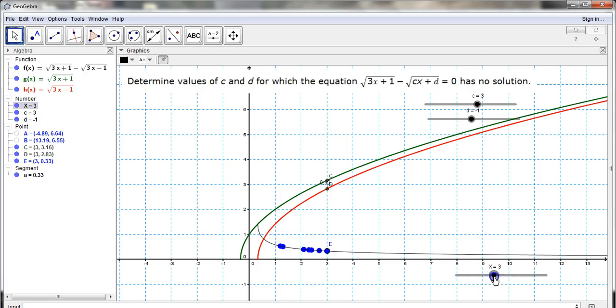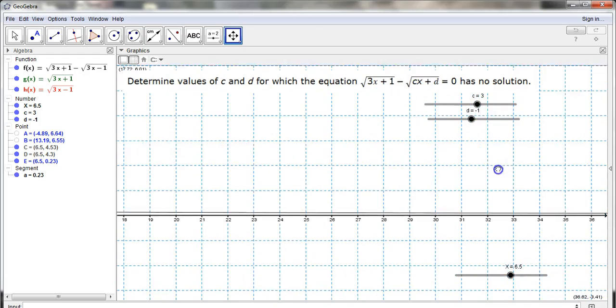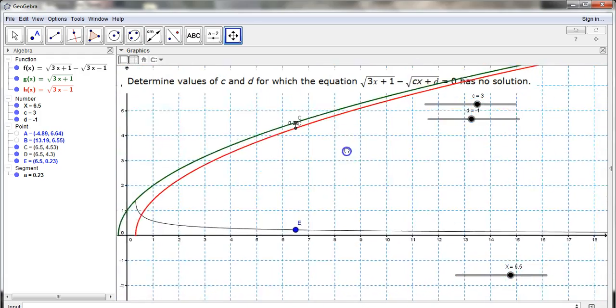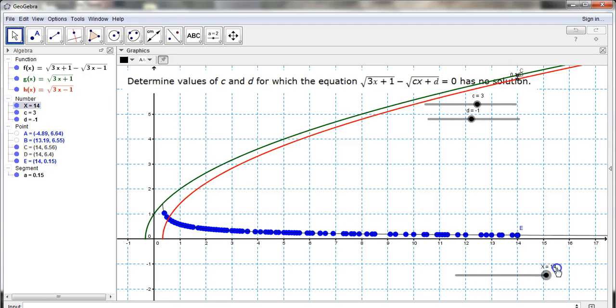It doesn't cross the x-axis anywhere. Maybe it does way over here. It's like an asymptote. So as we move this around, you can see the difference, and then when we get to this point, there is no more defined difference. And then the graphs will never touch each other.